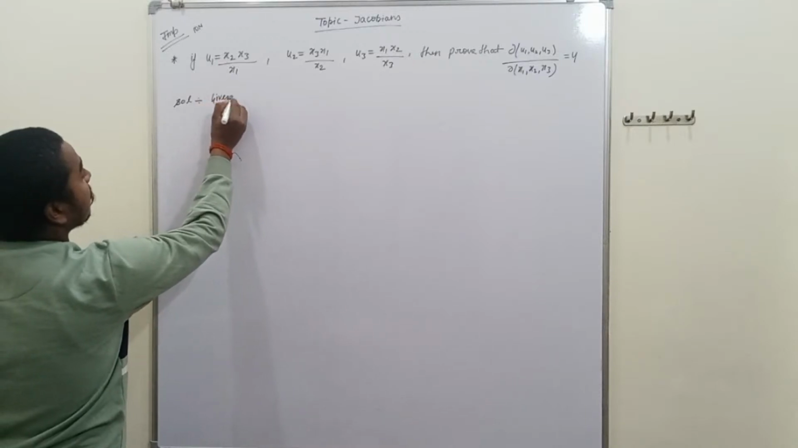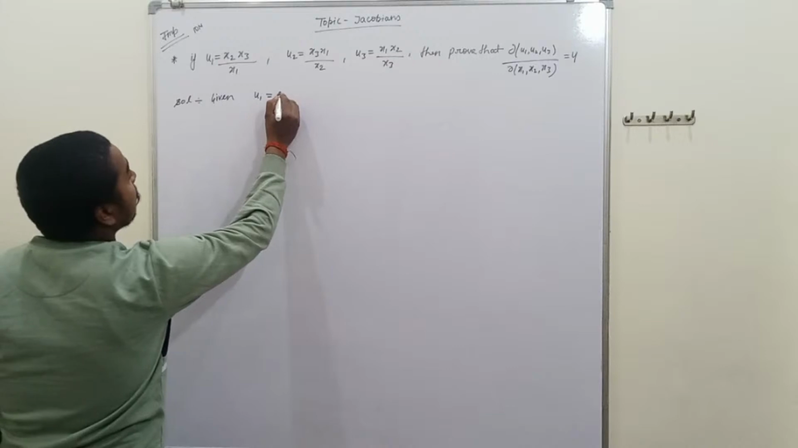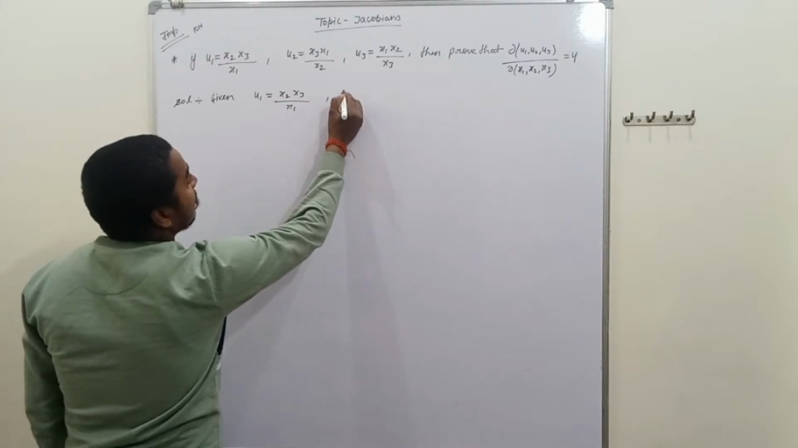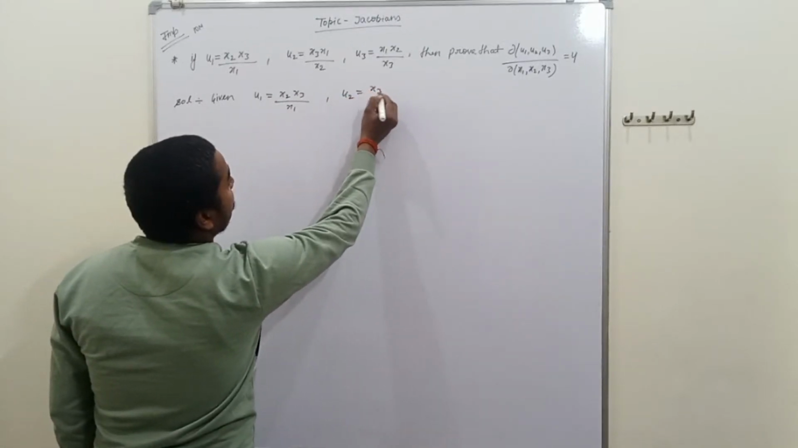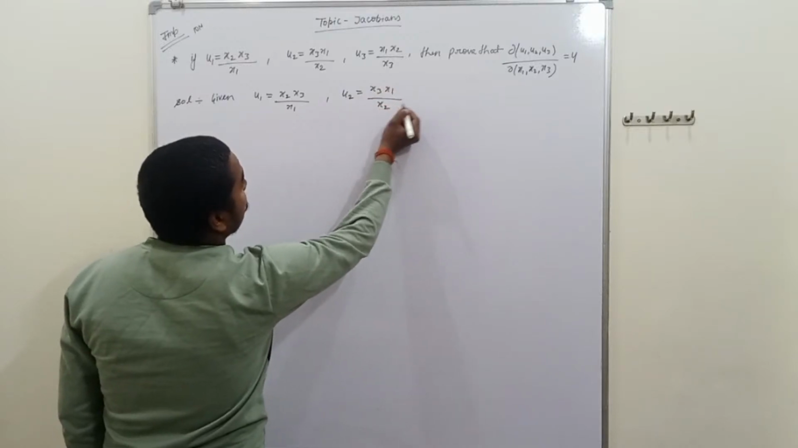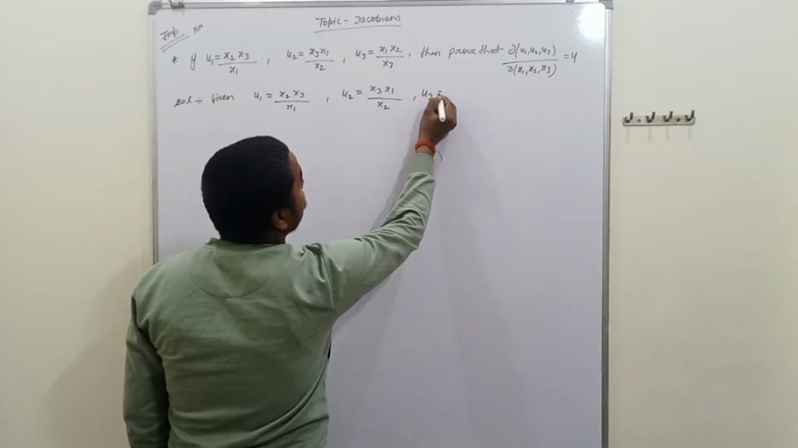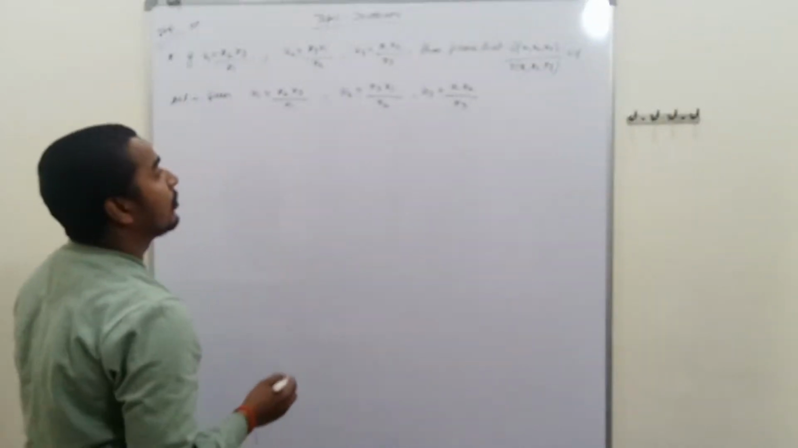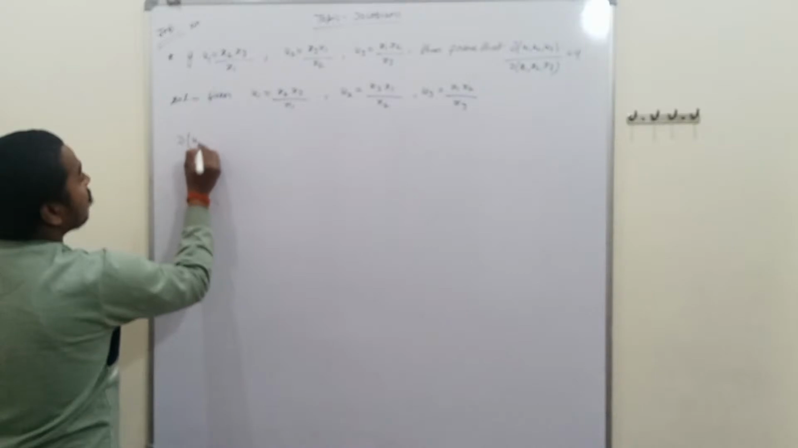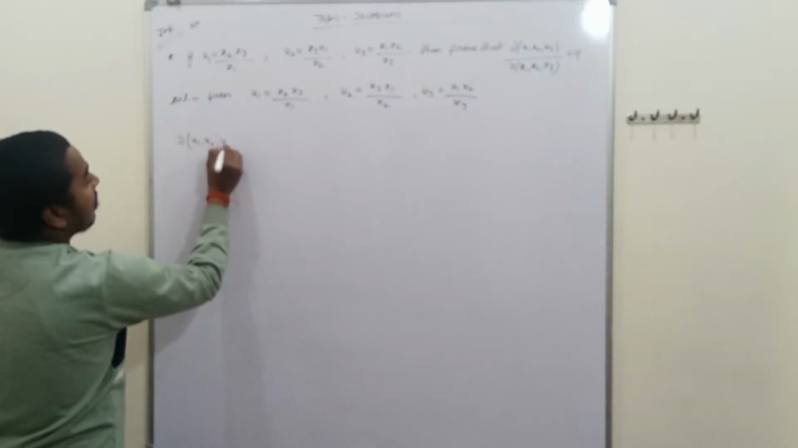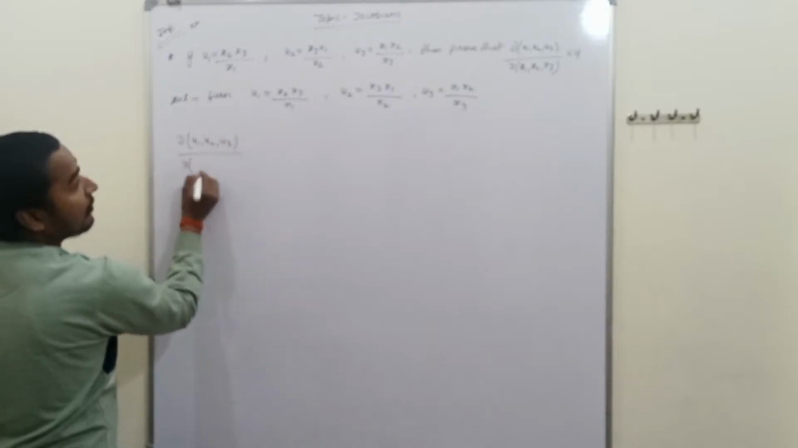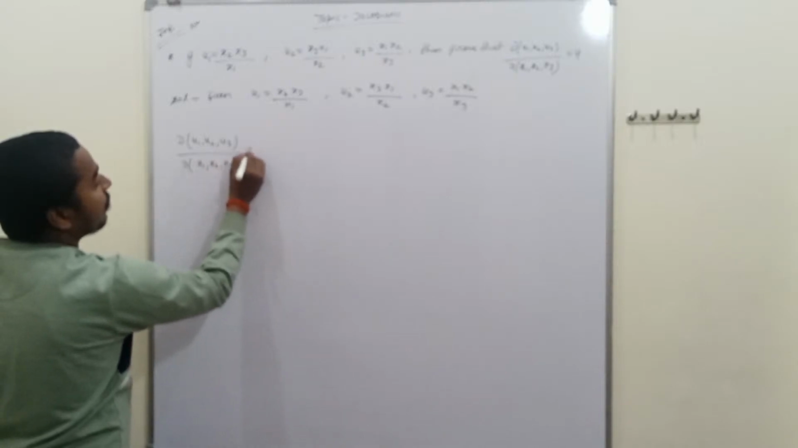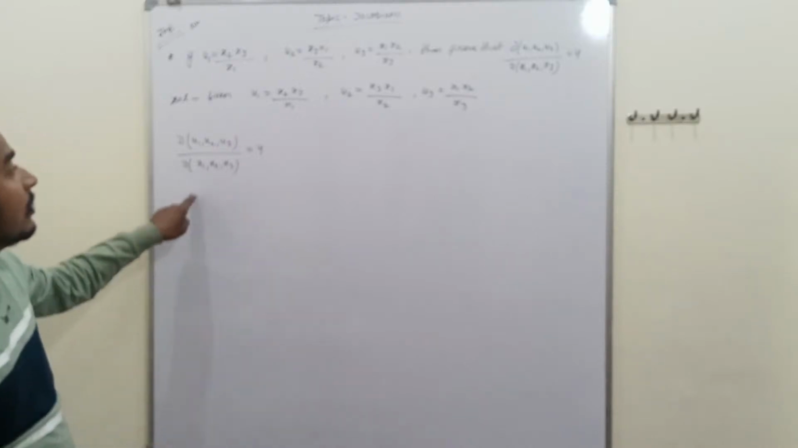Given u1 is equal to x2 into x3 upon x1, u2 is equal to x3 into x1 upon x2, and u3 is equal to x1 x2 upon x3, and we have to prove del of u1, u2, u3 upon del of x1, x2, x3 is equal to 4. We have to prove that. Further we have to solve.